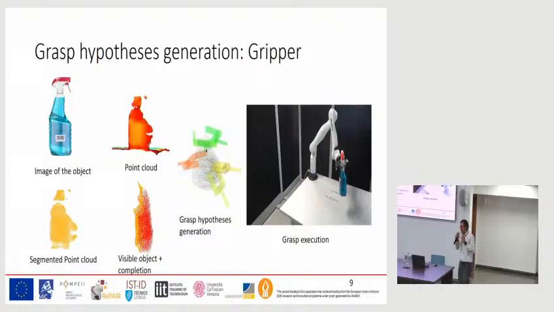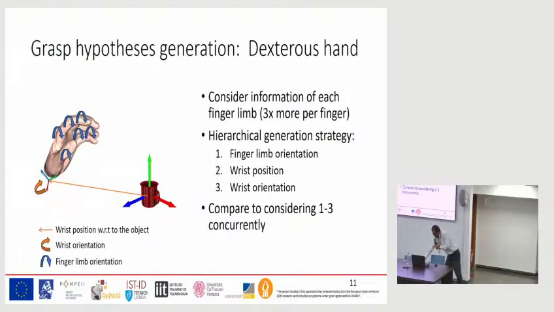But in this case, it's a very simple hand, it has only two fingers. So what we also did was to explore more difficult situations where we have a hand. Imagine that you have a hand, and in addition to the position and orientation of the wrist that you see on the left side, you also have to select the right rotation of each one of the finger limbs. So what do we do when we usually grasp objects? We actually rotate our finger limbs to grasp the object.